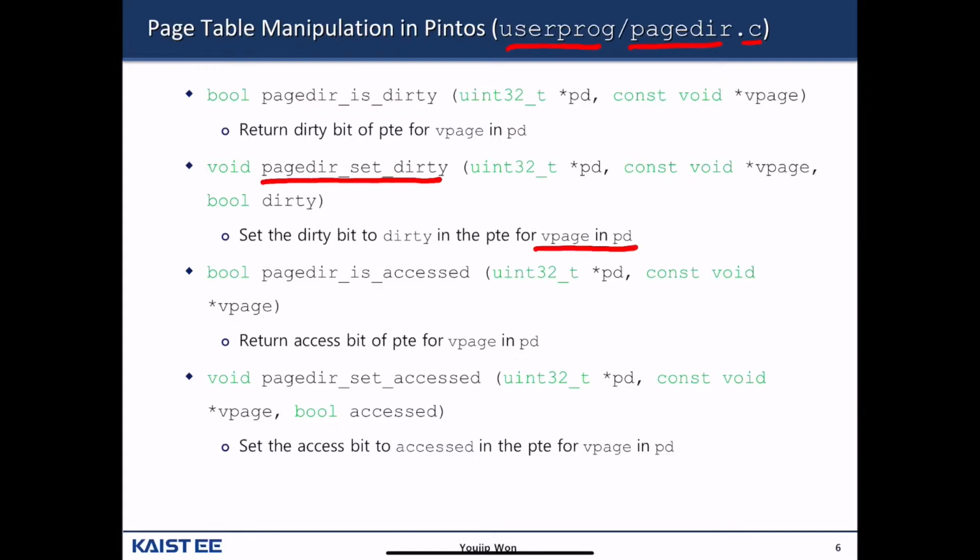Another function is pagedir_is_accessed. As the name suggests, it returns the access bit of the page table entry. And the last one is pagedir_set_accessed. As the name suggests, it sets the access bit to accessed in the page table entry for a given virtual page.